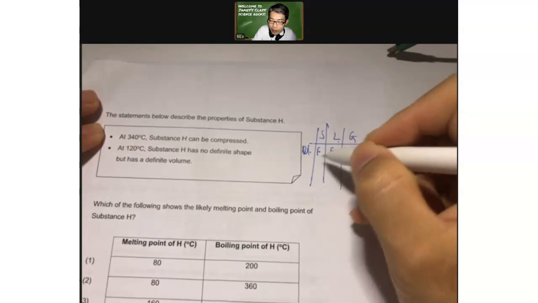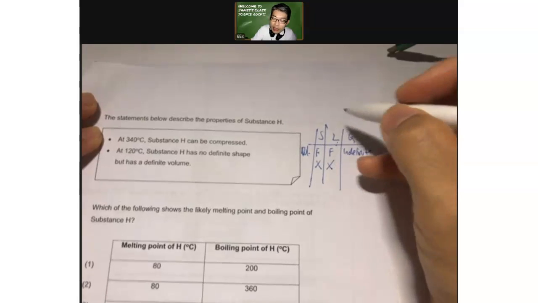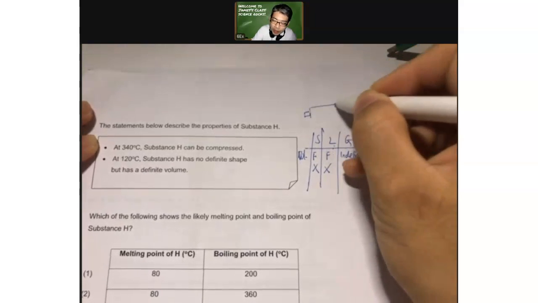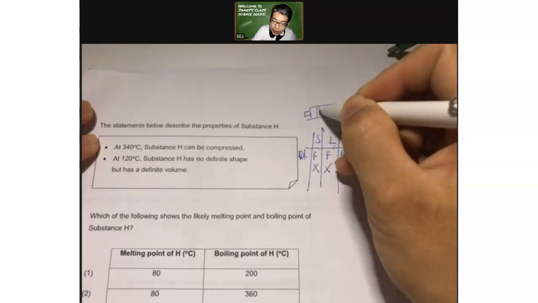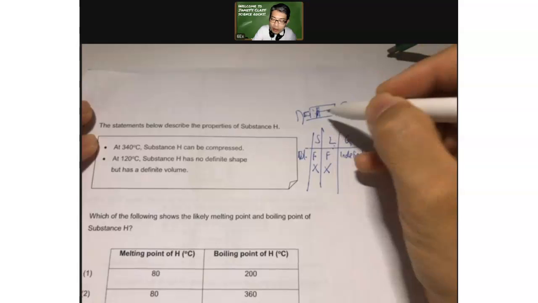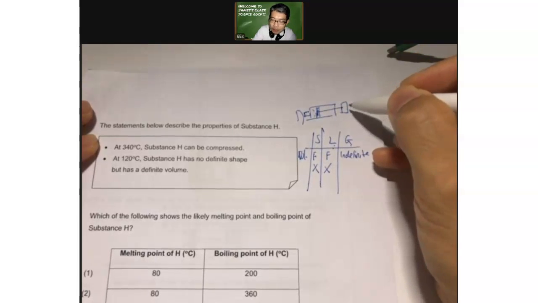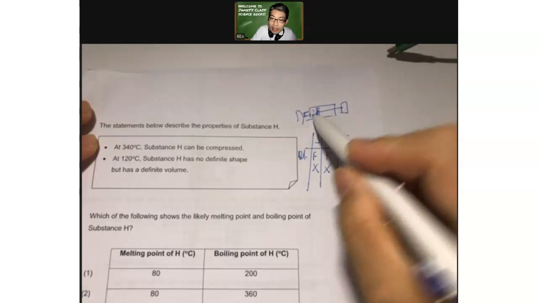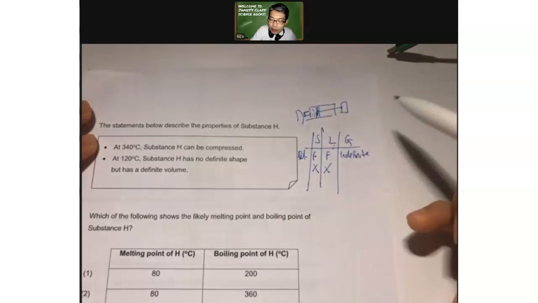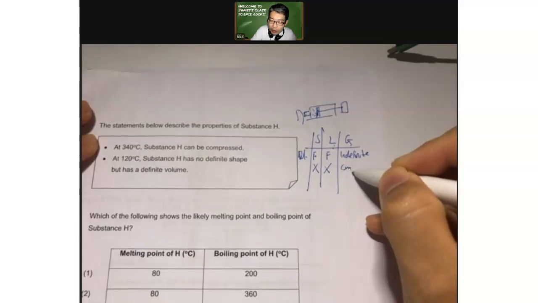So which one cannot be compressed? Solid cannot be compressed. Liquid cannot be compressed. You did that in your syringe experiment. You put in some liquid in the syringe and you try to press down on it with your finger, blocking the nozzle. And the liquid cannot be compressed. You cannot press the plunger in. But if this is gas, then you can actually compress part of the gas. And gas can be compressed.